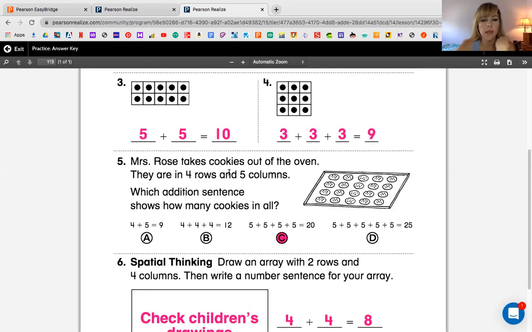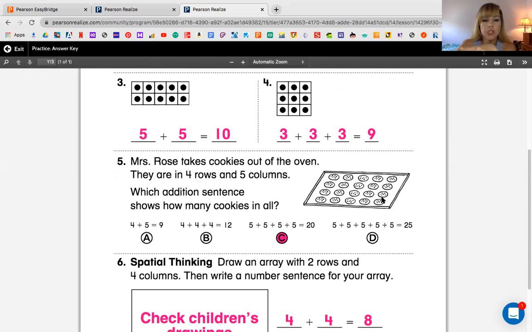Mrs. Rose takes cookies out of the oven. There are 4 rows and 5 columns. So they have 1 row here, a second row here, a third row here, and a 4th row. The reason they're telling us this is so that if you ever needed to draw it, you would know that there are 4 rows and 5 columns. Columns go up and down. 1 column, 2 column, 3 column, 4 column, 5.